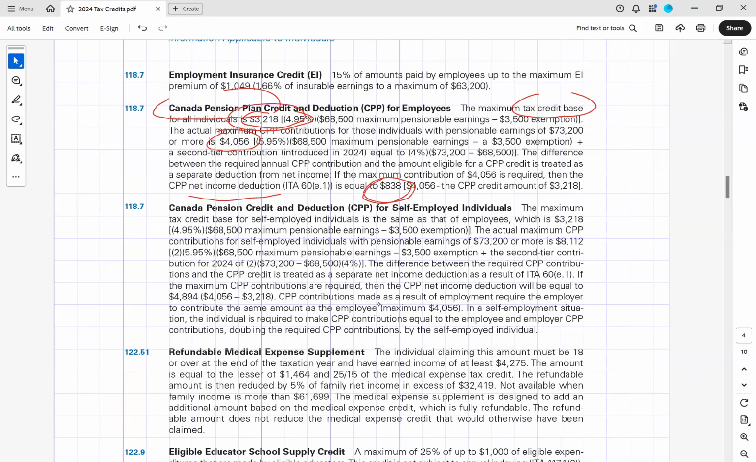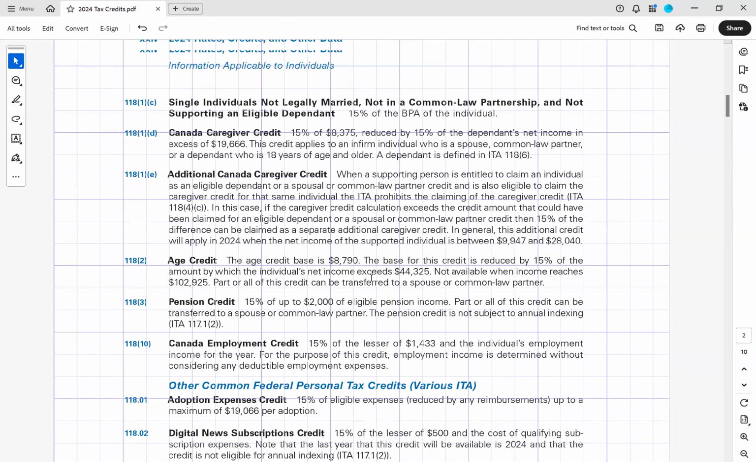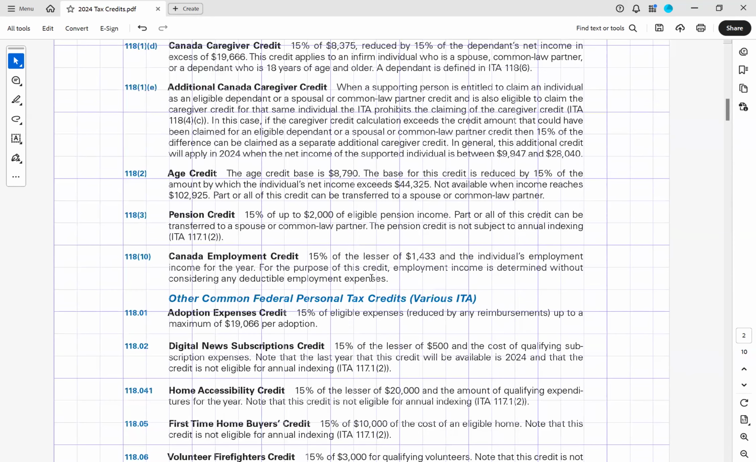So we've got to deduct the 838 when we calculate net income, but then the tax credit amount will be 3218. The EI amount will be 1,049. And then once again, because she has employment income, she will also qualify for the Canada employment amount, which is 1,433. So a lot of information there, but let's go back to our Excel document.